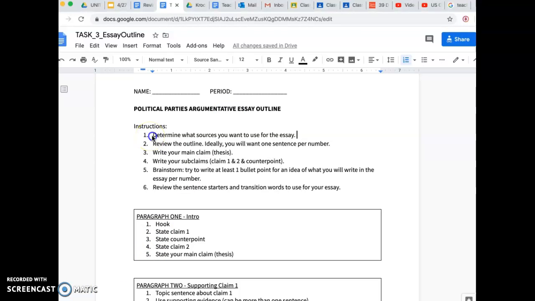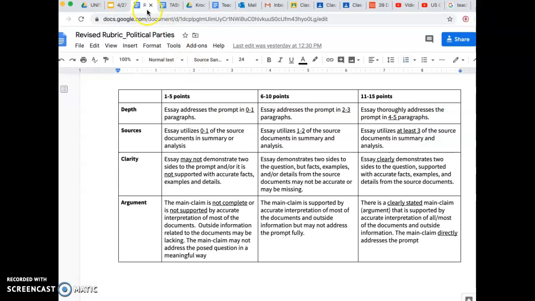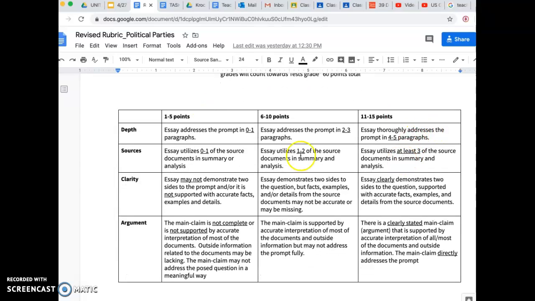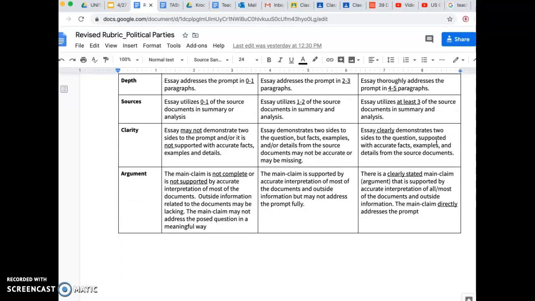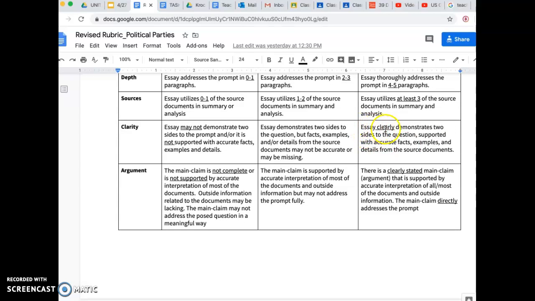Number 1 is going to be determine what sources you want to use for the essay. Okay, well, if I want to know exactly how many sources I need to use for the essay, I'm going to go ahead and look at the revised rubric here. It says here, sources. Essay utilizes at least 3 of the sources. All right, so if I want the most amount of points possible, then I need to use at least 3 sources. Also, see here, underline, that means it's important that the essay needs to be 4 to 5 paragraphs if I want full points. Clarity, also it needs to clearly demonstrate 2 sides of the question.